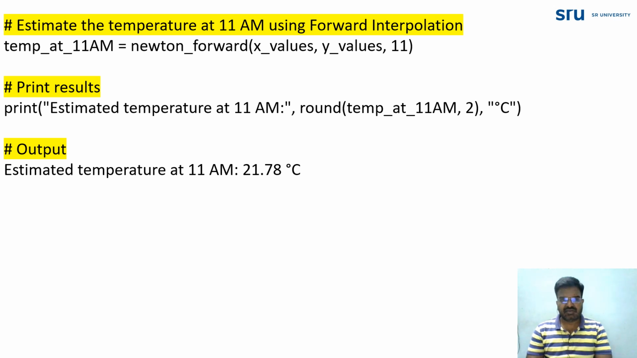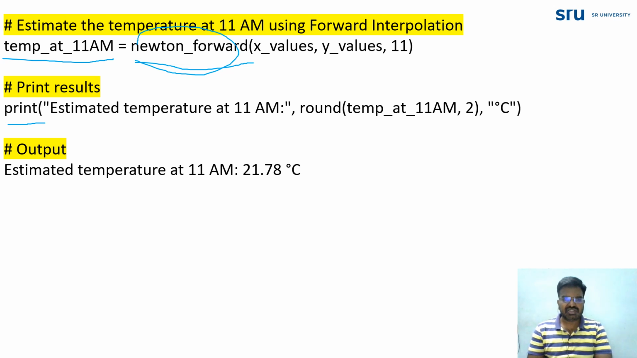In the previous part of the code, I have defined a function Newton's forward. Under this function, I calculated the required value by using Newton's forward interpolation formula. Now I am calling that function here and saving the result with the name temperature at 11 a.m. I want to see the output of my code. To see the output, I am using the print function, and I want to see the output with a proper sentence.